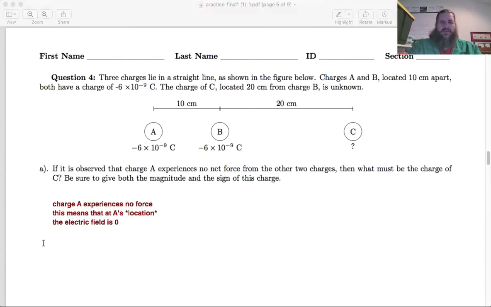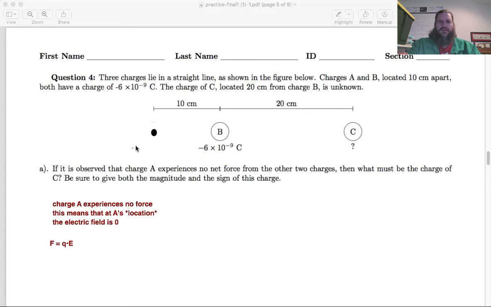And this ultimately goes back to the definition, force equals charge times electric field. If you have a charged object, the only way for force to be zero is if the electric field is zero. So we can actually proceed by ignoring force entirely. We can just say, ignoring charge A, if we just treat A as an empty point in space, at this location the electric field is zero. So that's what I would recommend in cases like this. If you want a charged object to have no force, just treat that location in space as having zero electric field.